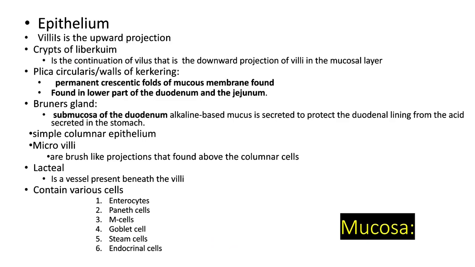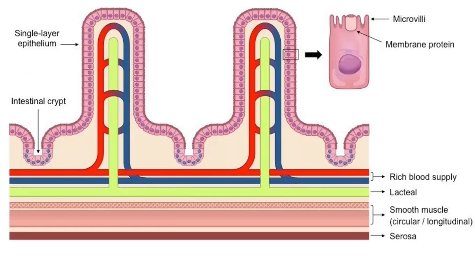Next, it contains the simple columnar epithelium cells, the microvilli, which are a brush-like projection found above the columnar cells, and the lacteal, which is a vessel present beneath the villi. It also contains some cells: enterocytes, Paneth cells, M cells, goblet cells, stem cells, and endocrine cells.